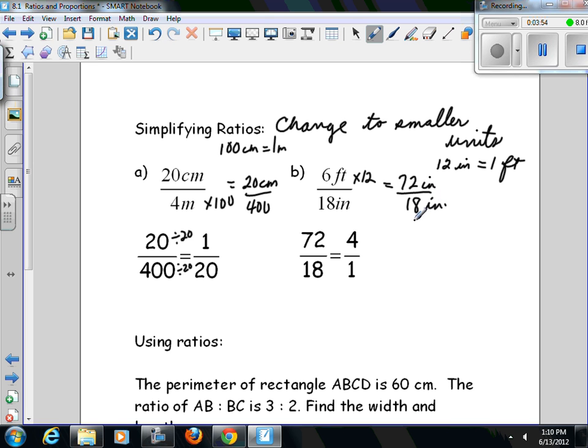Now, we want to see if we can reduce that. And so 72 over 18, you can divide both 72 and 18 by 18. And we end up with the ratio of 4:1.